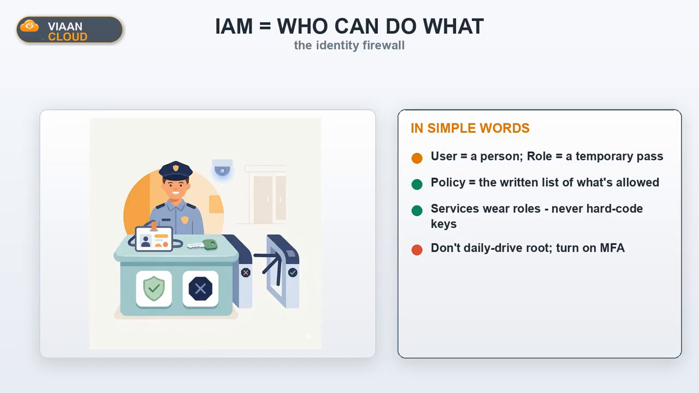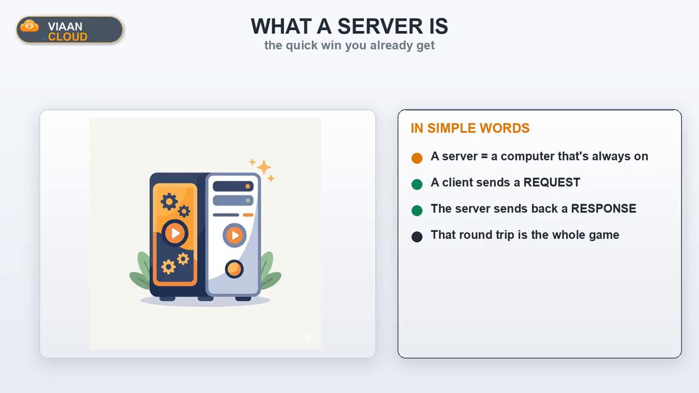IAM is the identity system. It decides who can do what. A user is a person, a role is a temporary pass a service or person puts on for a job, and a policy is the written list of what's allowed. The golden rules: services should wear roles instead of carrying passwords, never run day-to-day on the root account, and always turn on multi-factor authentication.